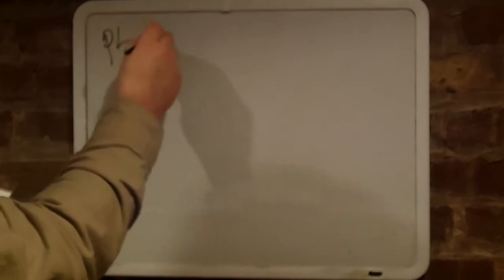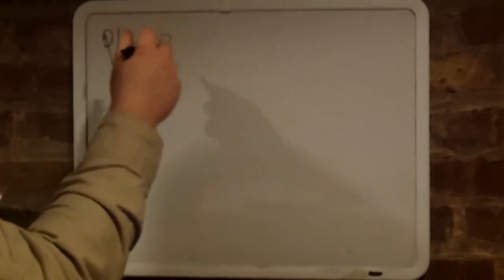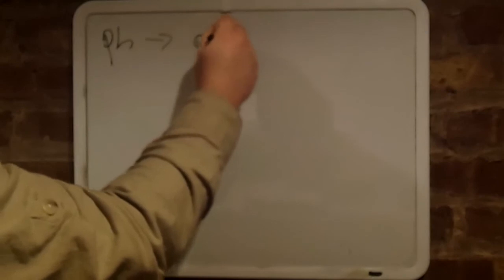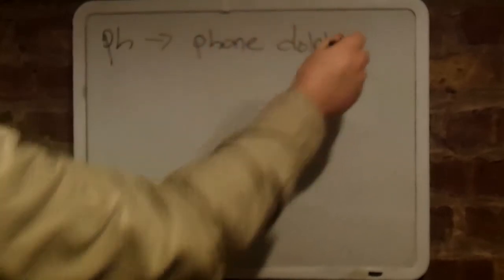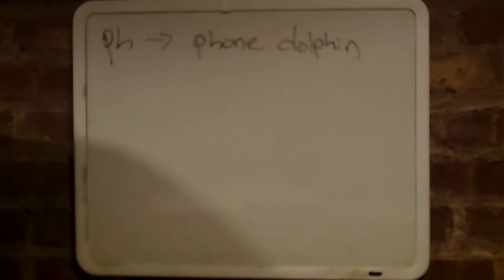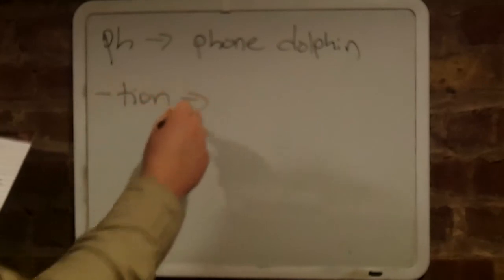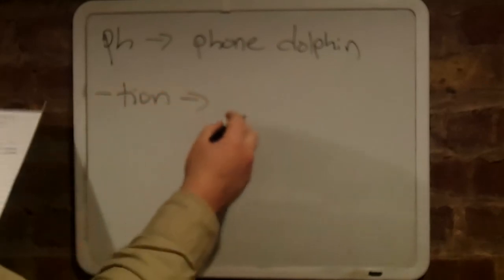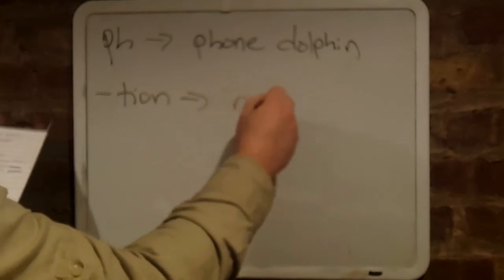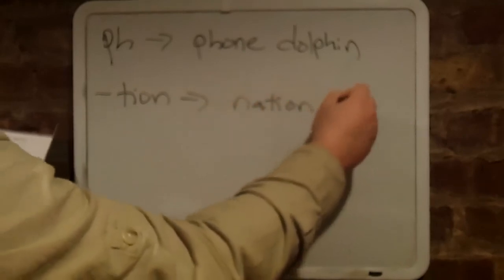PH sounds like F, so you have words like phone, dolphin, so that's pretty simple. Another wacky combination is TION, which pretty much always sounds like shun. So you have nation, action.